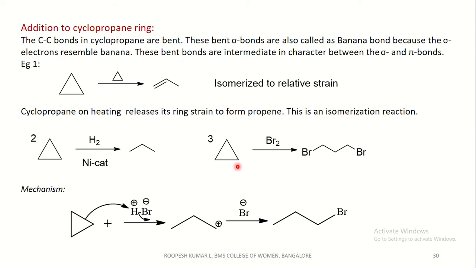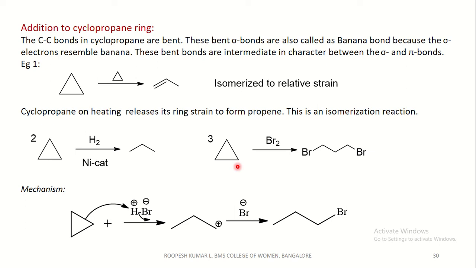Coming to addition to cyclopropane ring. The carbon-carbon bonds in cyclopropane are bent. These bent sigma bonds are also called banana bonds because the sigma electrons resemble a banana. These bent bonds are intermediate in character between sigma and pi bonds. Therefore, cyclopropane in some aspects behaves like double bond compounds.